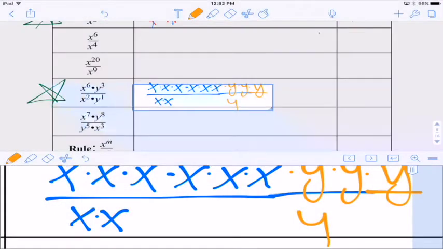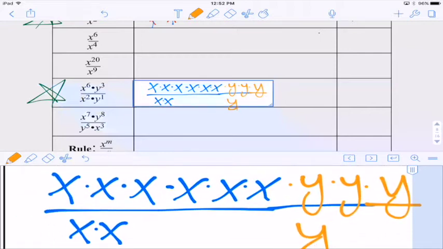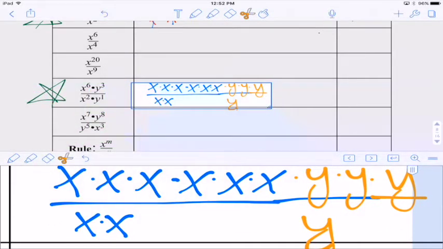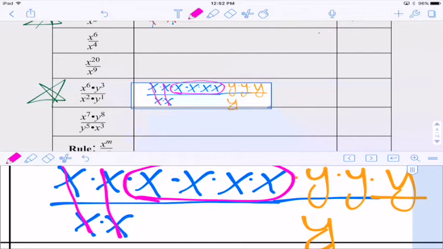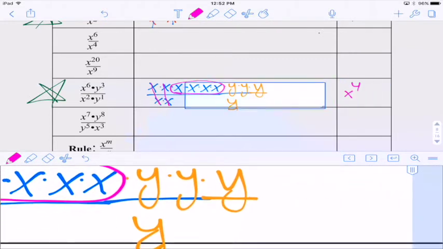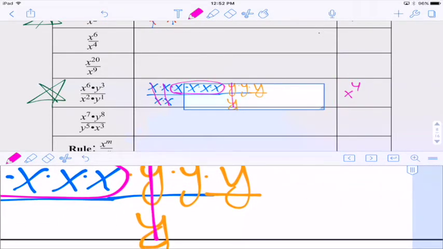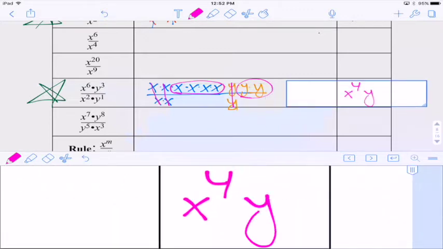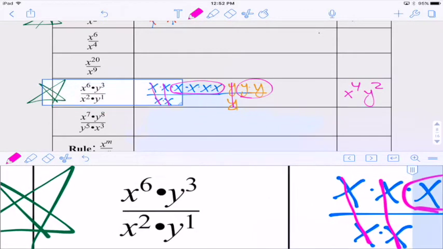So I'm going to look for the cancellation. Well, I see that this one's going to cancel, this one's going to cancel, and I've got 4 x's left over. That means I have x to the 4th left over. Over here, I'm looking for cancellation too. I only have 1 cancel, so now I have 2 left over. We've got y squared.